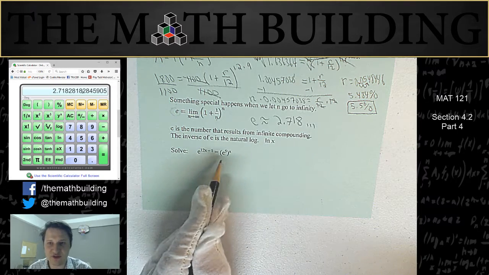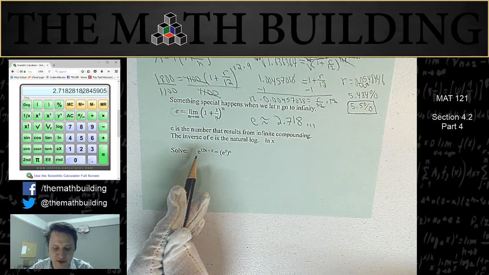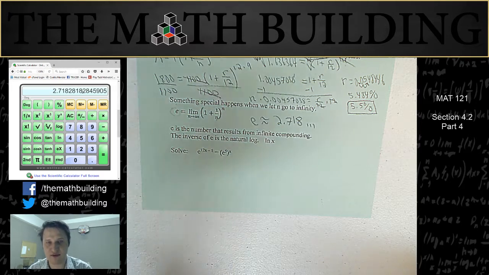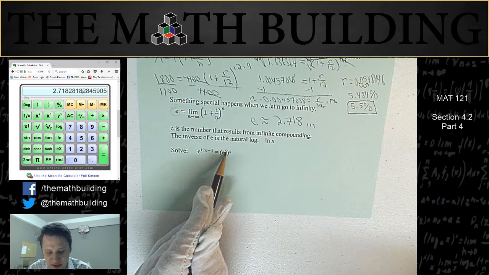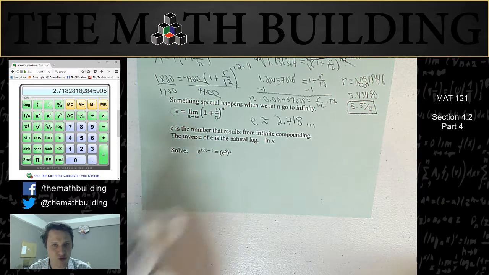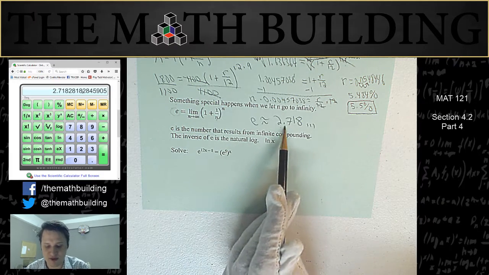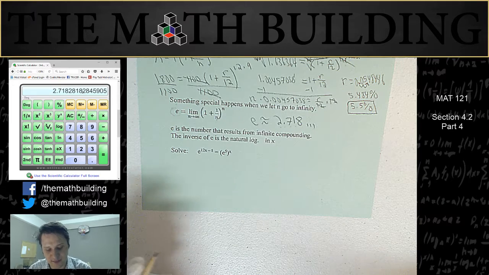Let's see if we can solve this. It's going to be pretty basic. It's basically the same as we did in our last videos and our last problems. e to the 12x minus 1 equals e to the 5x. Again, don't get thrown off by e. It's just a number approximately equal to 2.718.